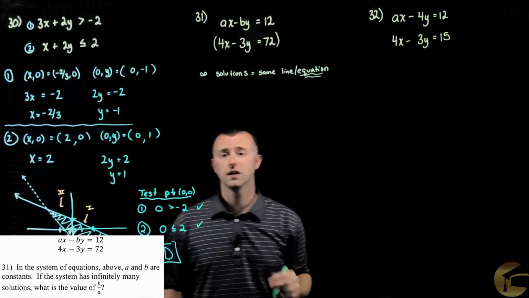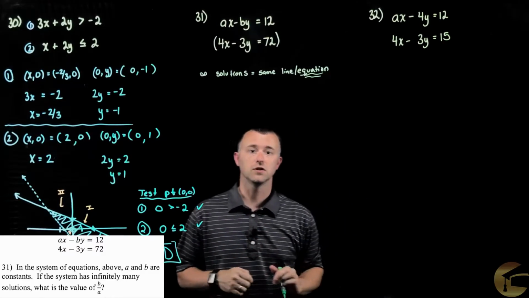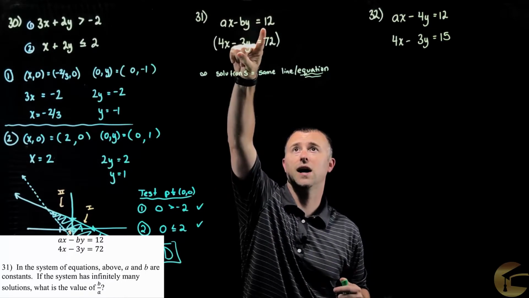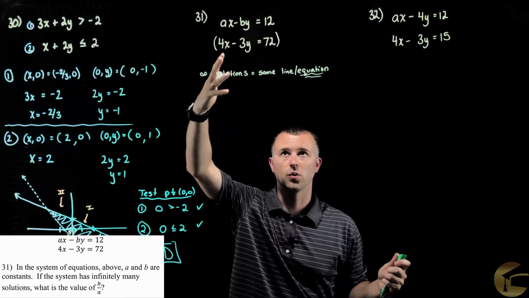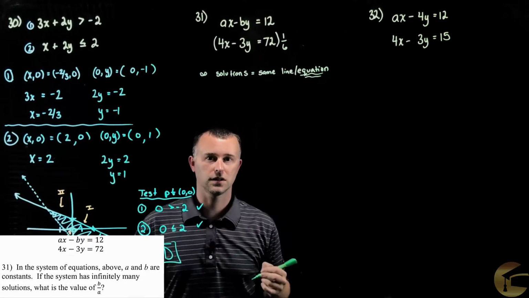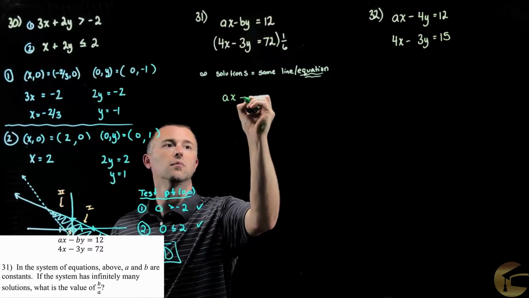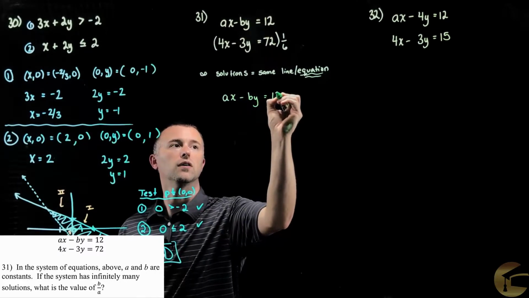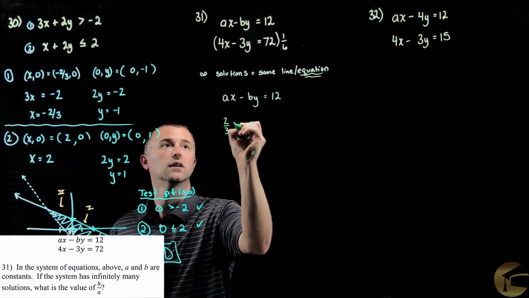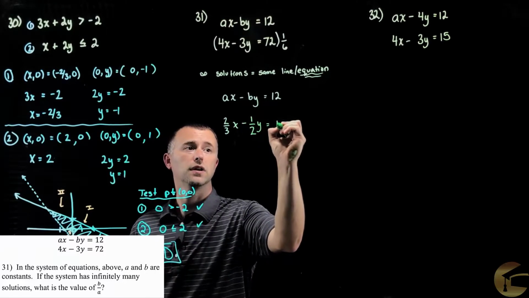If we're going to do that, what we need to do is figure out what do I need to divide 72 by to get 12. And usually all you have to do is figure out how many times bigger is 72 than 12. It's going to be 6 times bigger. So I'm going to multiply everything by 1/6 or divide by 6. It doesn't really matter. So as I write my equations, the first one doesn't change. It's ax minus by is equal to 12. But the second one, that's going to end up being 4/6 or 2/3 x minus 3/6 or 1/2 y, and that's going to equal 12 as well.